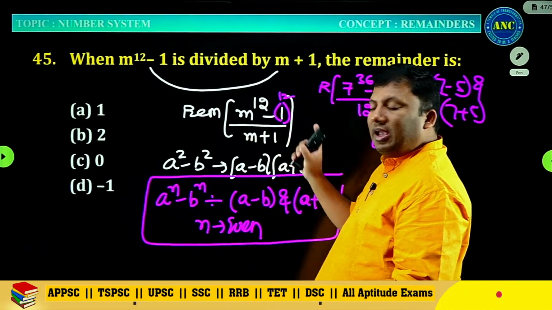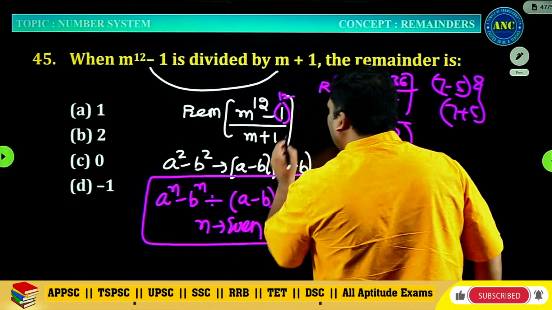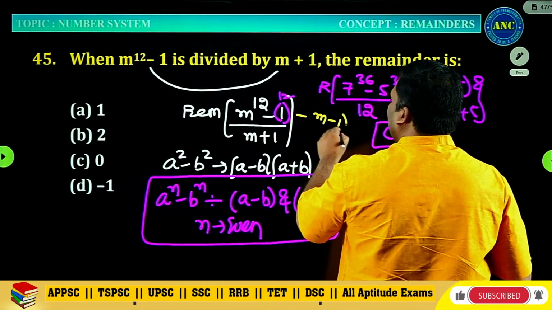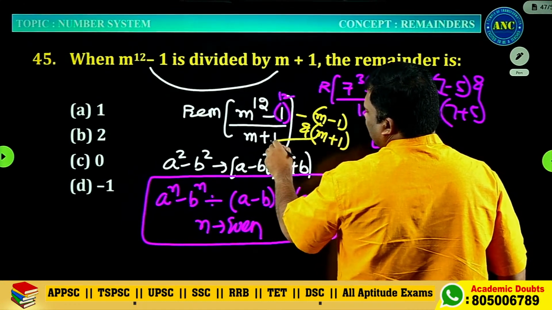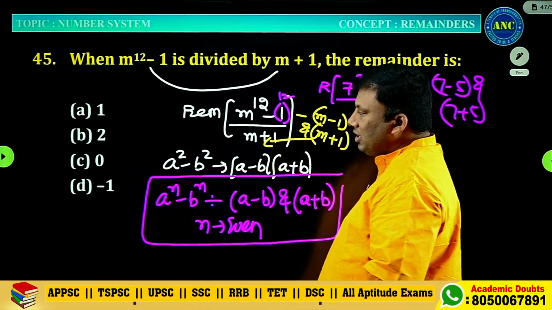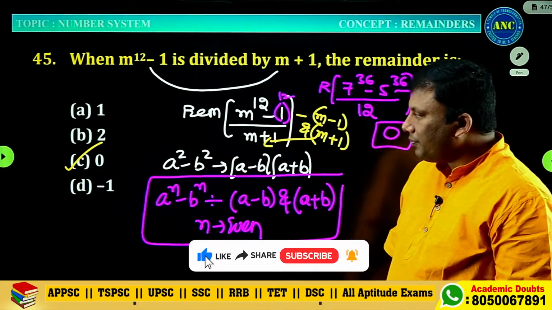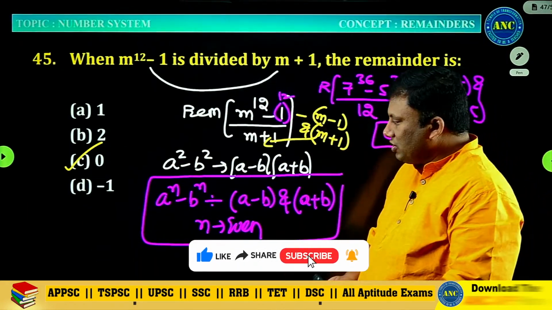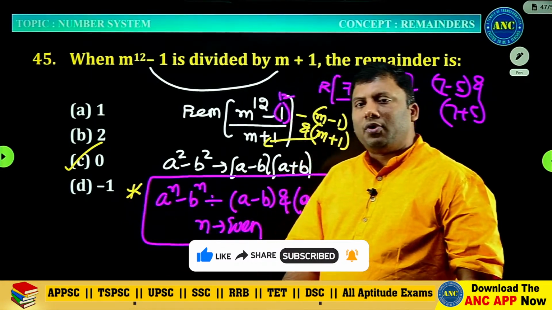a^n minus b^n is always divisible by a minus b and a plus b. So it is divisible by m minus 1 and m plus 1. Only m plus 1 is there in the denominator, so the answer for this question is 0. Very, very important point.